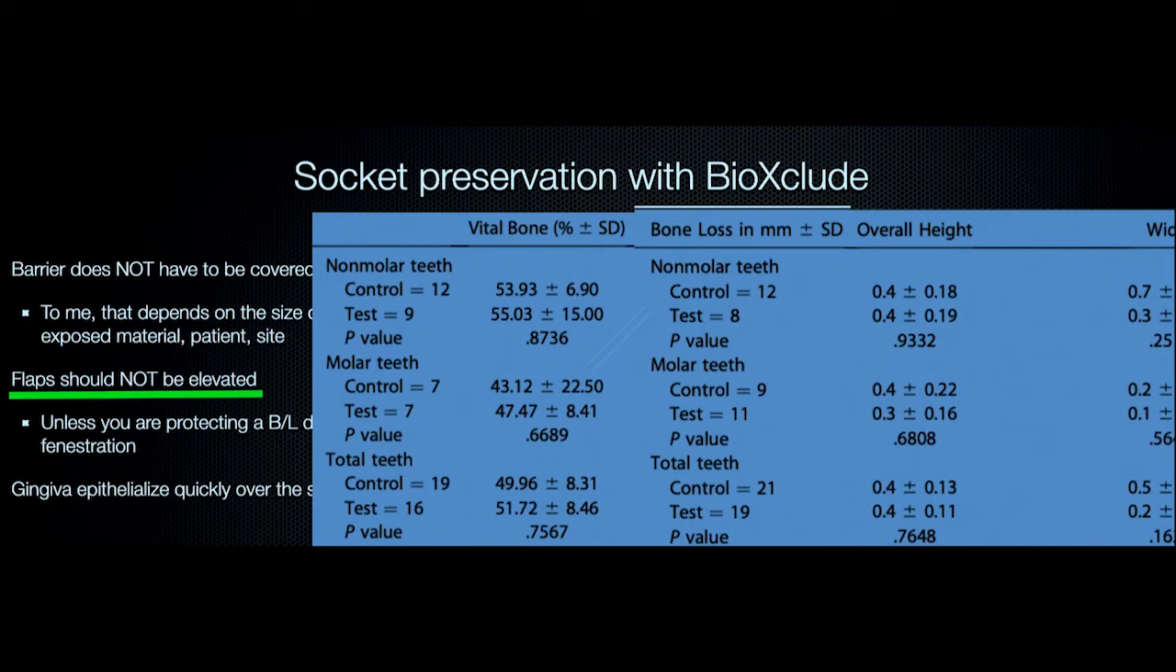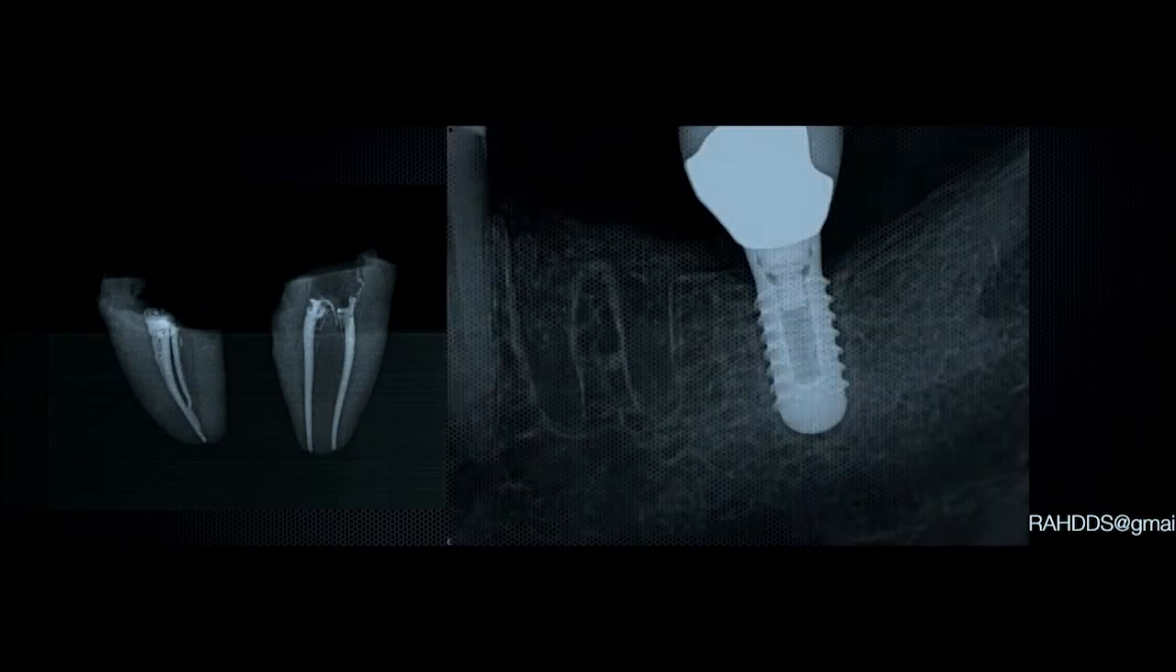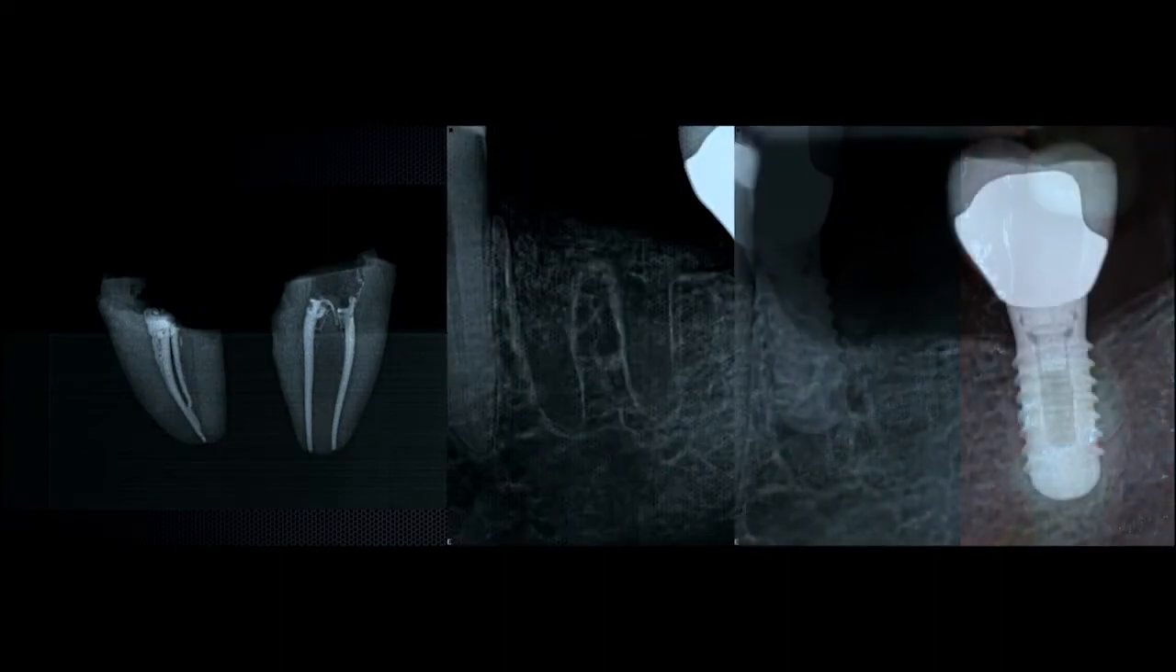And as we know from Fickler and Hertzler's research, we don't want to elevate the flap. We don't want to damage the blood supply to the buccal plate. So again, tooth comes out. We saw the failed endo. Graft goes in.